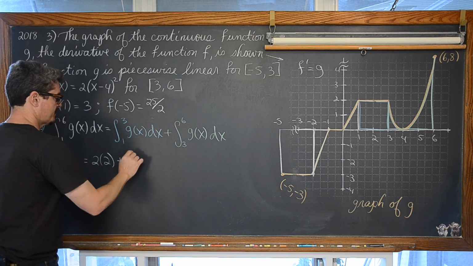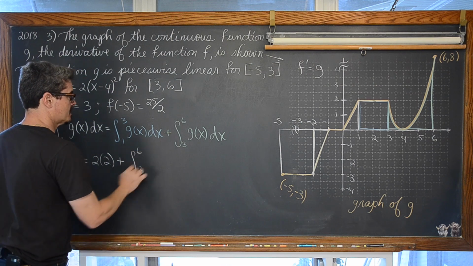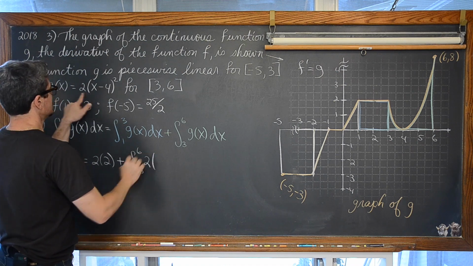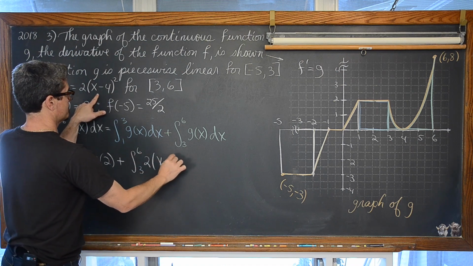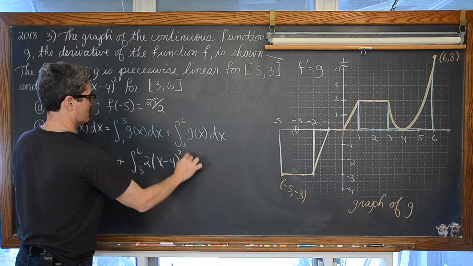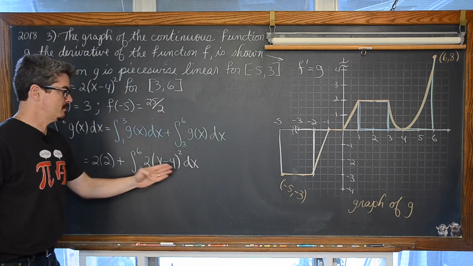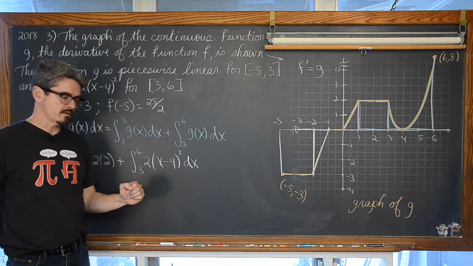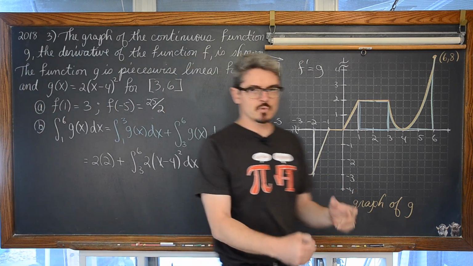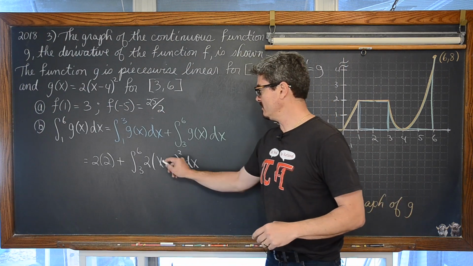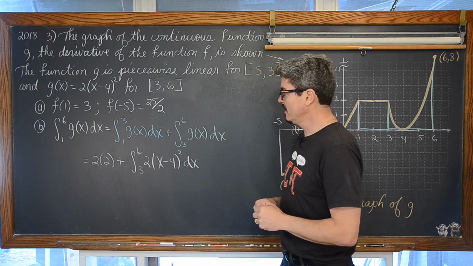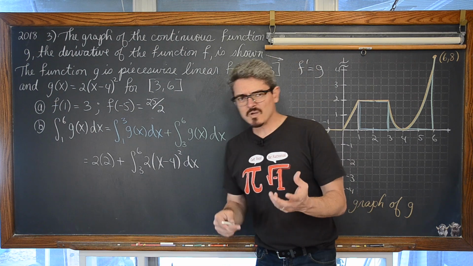And then we're taking the definite integral from 3 to 6 of 2 times (x - 4) to the second power dx. Now, as you go to evaluate this definite integral without the aid of a calculator, you have a couple of choices. You can simply take this binomial and expand it out.